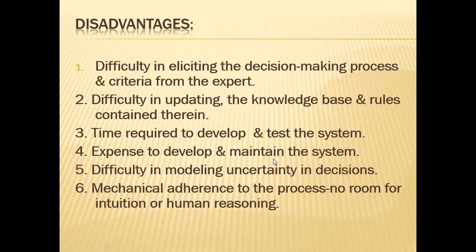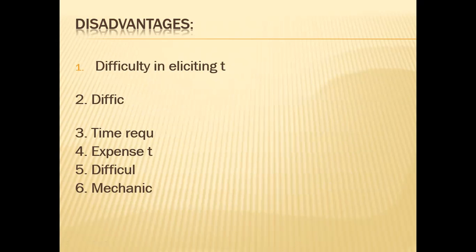Then what about uncertainties in decisions? We cannot avoid the fact that there would be risks and uncertainties involved. Then mechanical adherence to the process, no room for intuition or human reasoning. Yes, this is true because we are using software, so the processes will be done in a computerized manner. Perhaps if we just got the information in one click, it would generate, so we wouldn't have the human reasoning to explain those items incorporated in the system. So these are the disadvantages.